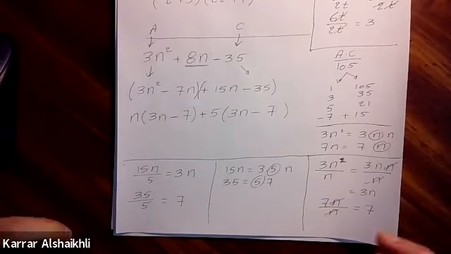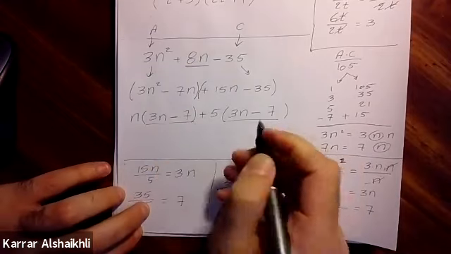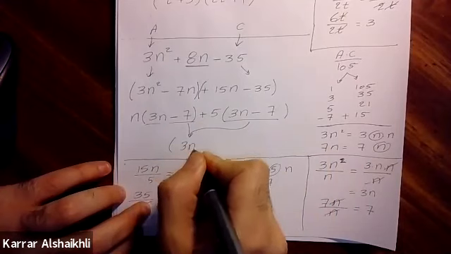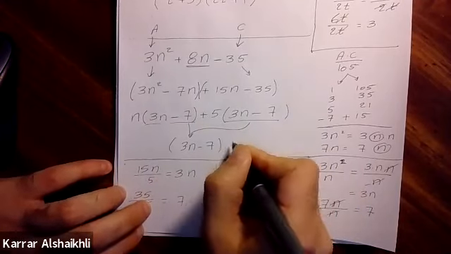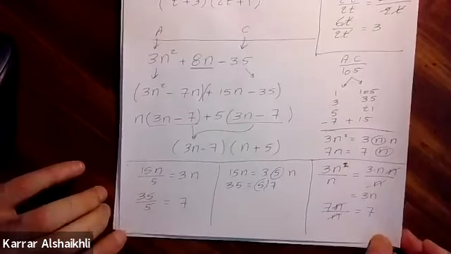Now, if you check, I'm doing the right solution. Why? Because I have exactly the same parentheses. So I'm going to write down this 3n minus 7 and the other, n plus 5. That's it for this question.